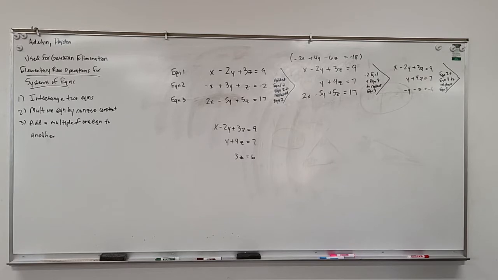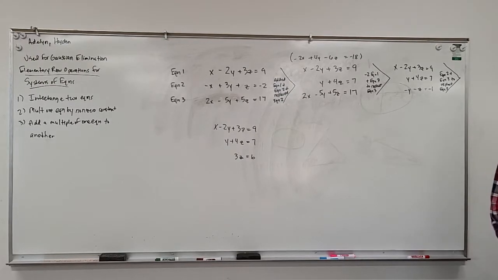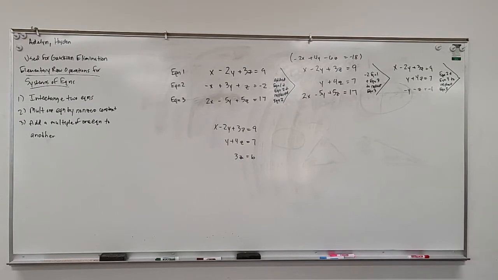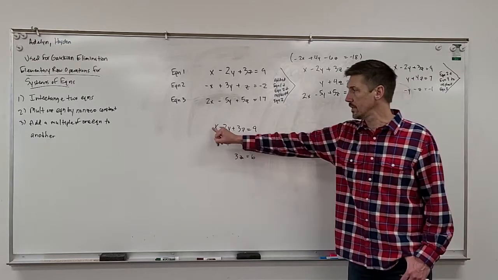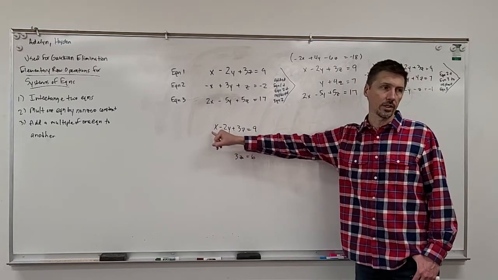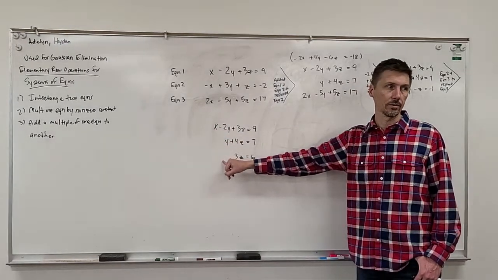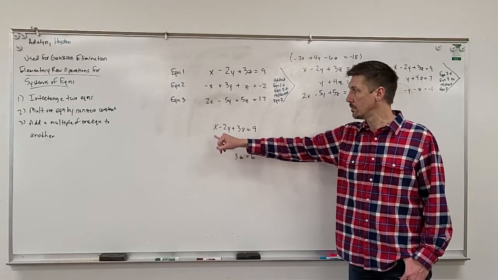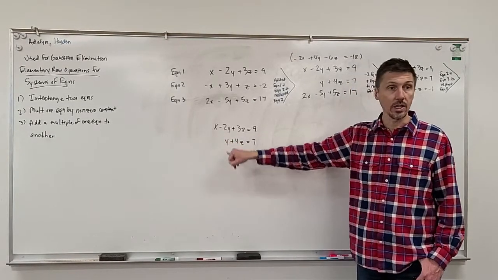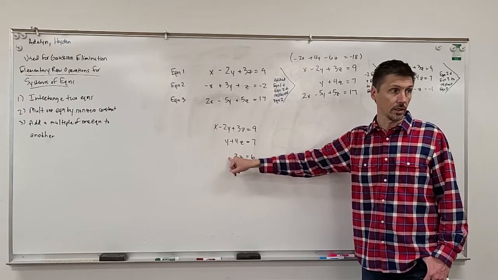So we have 3z equals 6. We're almost there, but the last thing we need to do to get this fully in row echelon form is what? Get the z by itself. We need the z all by itself. We've got to solve for z. Notice that when it's in row echelon form, the coefficient on all these leading terms is 1, so it should be 1x, 1y, and 1z as you go down each of the equations.